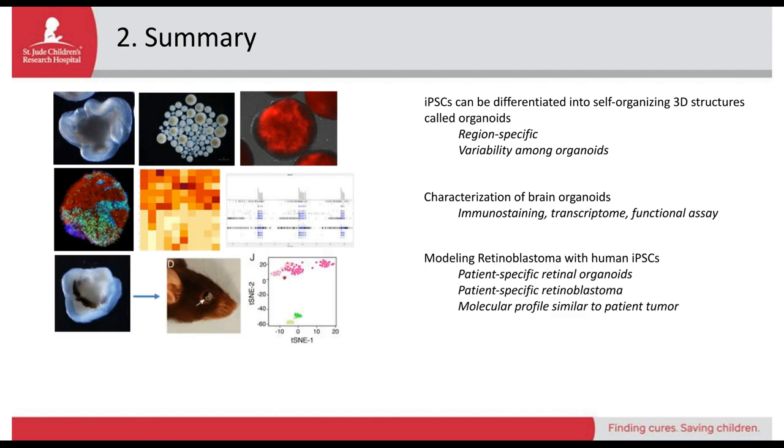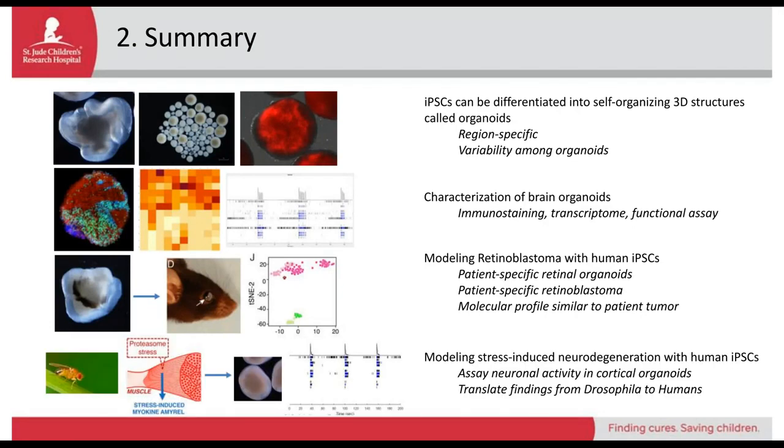I showed you that in our department, we've used human iPSCs to generate patient-specific retinal organoids, which were able to generate a patient-specific retinoblastoma in immunocompromised mice. And these organoid-derived retinoblastomas have the same molecular profile as patient tumors. I also showed you that we've been able to use iPSCs to model stress-induced neurodegeneration by looking at the spontaneous neuronal network activity in mature cortical organoids in response to thermal stress and in response to treatment with and without neuroprotective factors that were discovered in the lab.